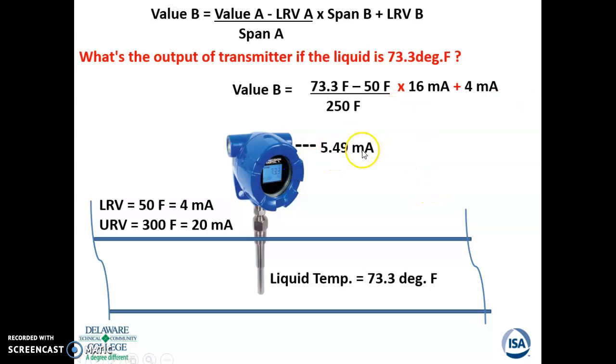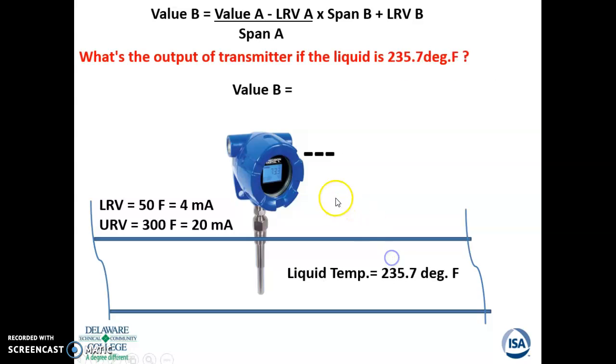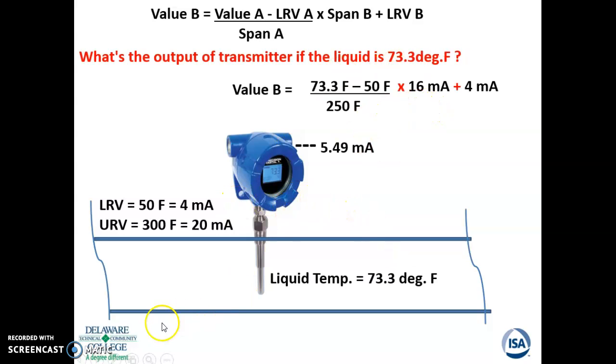Let's see if we get that. Yep. So I want you to try that again. Make sure you get the same number because you have to do the mathematical equation in the correct order. Subtract, divide, multiply, and then add 4. See, you have to understand here, right? On the scale, 73 is much closer to 50 than it is to 300. So it should be a low voltage, right? A low current. So make sure you look at that.